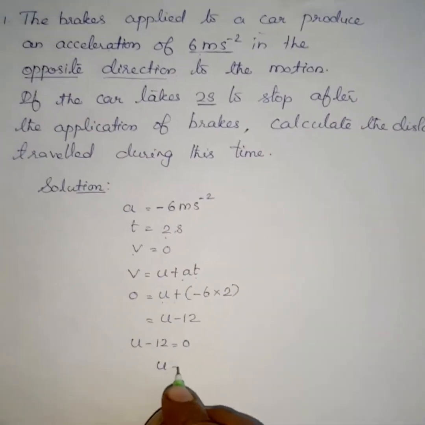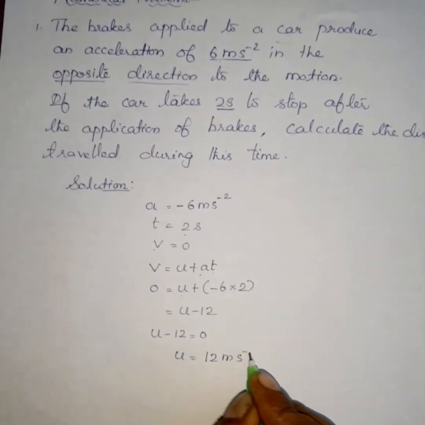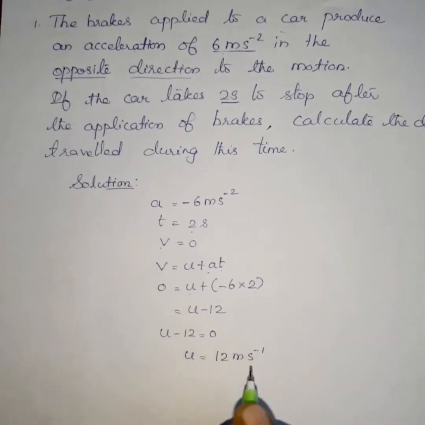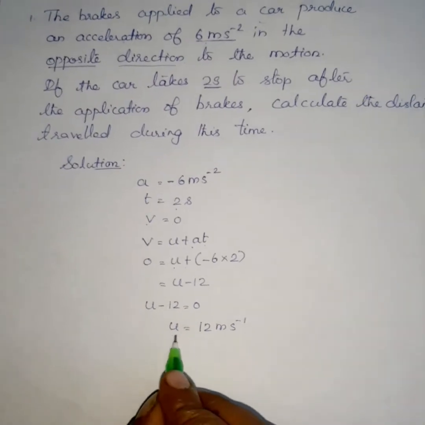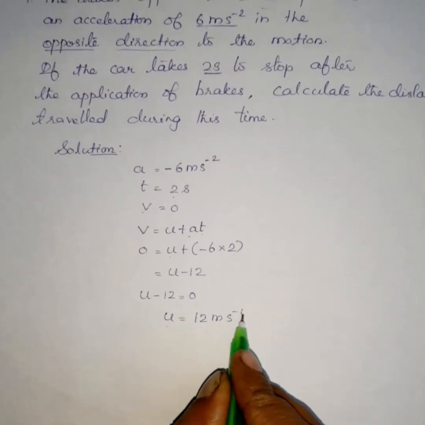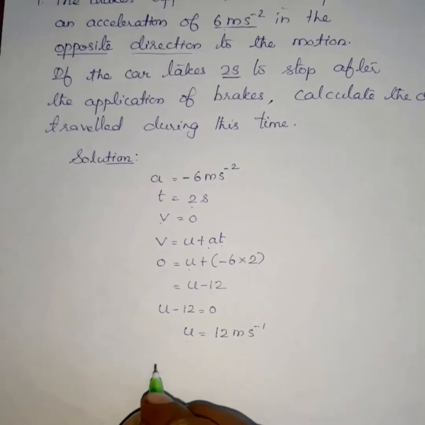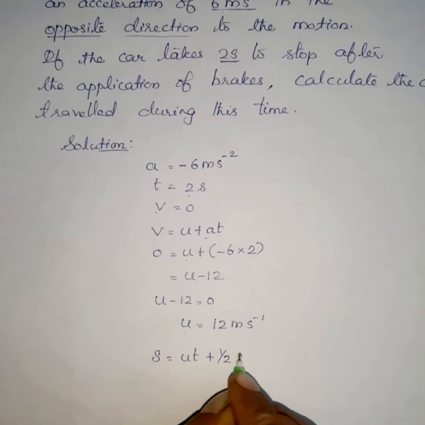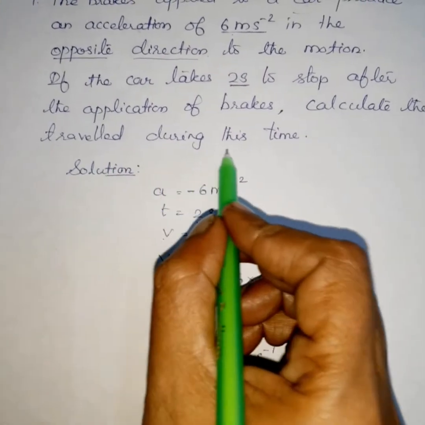So u is equal to 12 meter second power minus 1. Okay, listen. The initial velocity u is equal to 12 meter second power minus 1. The second formula, the equation of motion, is s equal to ut plus half a t square. Calculate the distance traveled during this time.